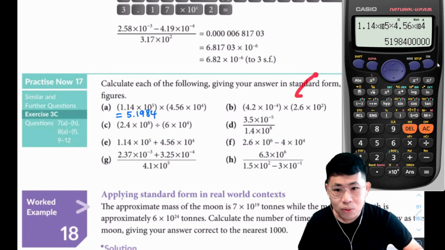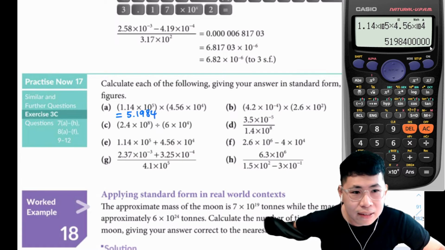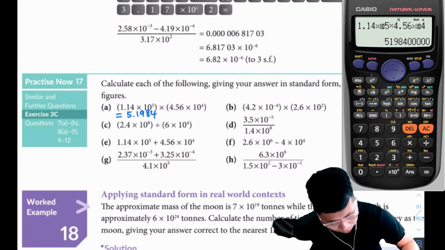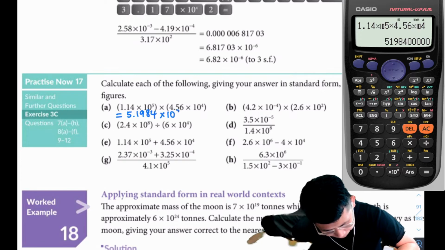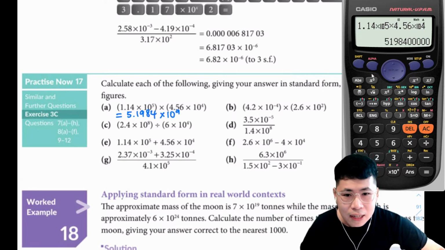So we will need to move, okay, it's behind. So we need to move, I think, 1, 2, 3, 4, 5, 6, 7, 8, 9. So this will be times 10 to the power of positive 9. If we move to the left, it's a positive power. Now, next one, we have 4.2 times 10 to the power of negative 4.